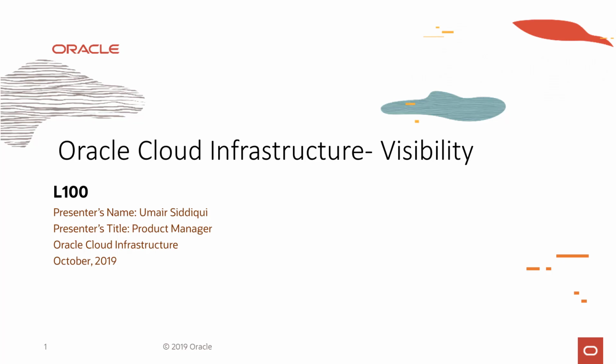So in this module, we'll look at the features that are provided for visibility. So what is going on in one's Oracle Cloud Infrastructure account from a security perspective, and how does an administrator see and get notifications for those?